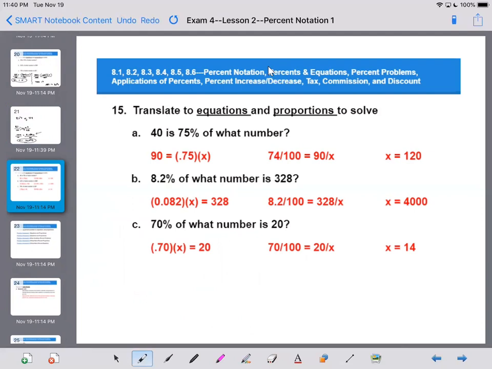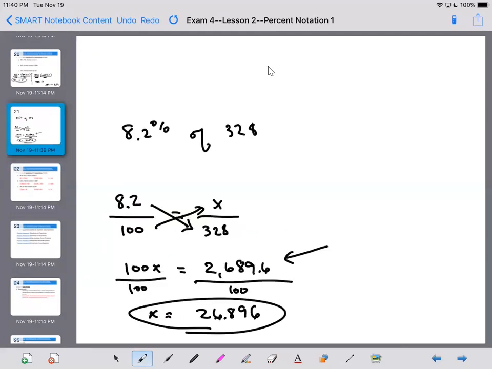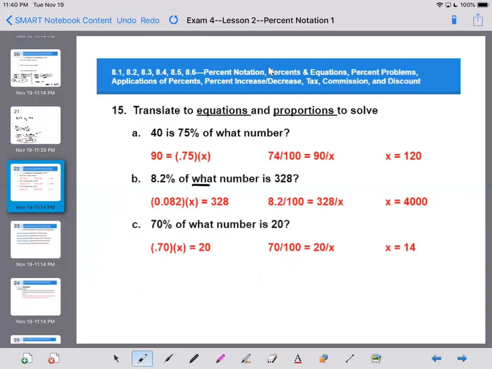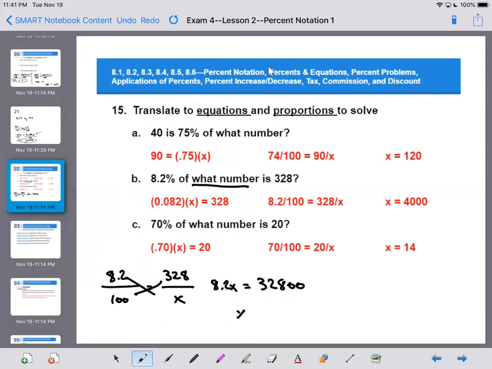Now on part B, I think I worked part B if I knew the total. Okay, so let me just flip that around. I don't know the total. So let's do 8 2/10 of what number? I don't know the total now. Let's say that the part is 328. So cross products here, that would be 328 multiplied by 100 would be 32,800 is equal to 8 2/10 x. So when we take 32,800 and divide it by 8 2/10, we're going to get 4,000.